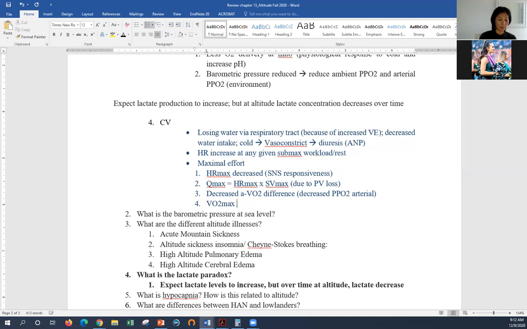And this explains why we have a reduced VO2 max at altitude. And depending on the altitude, the higher we go, this results in a lower VO2 max or a larger drop or difference in VO2 max.